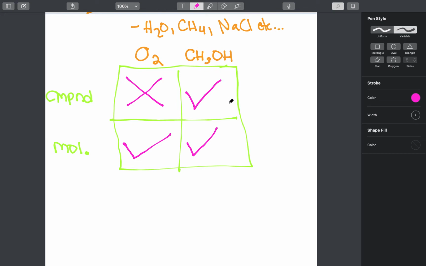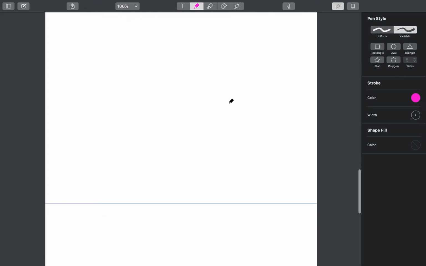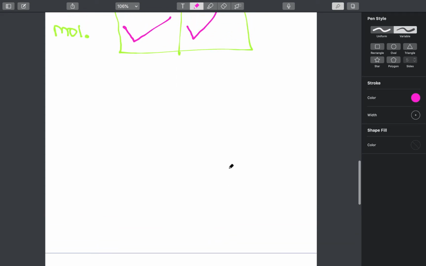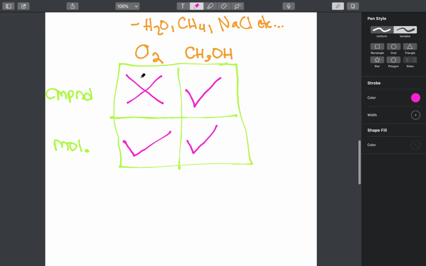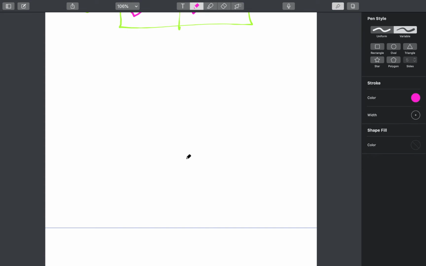So I hope that makes sense to you, because the difference between the two is very important, and sometimes colleges will test on the difference between the two. So now that we know what molecules and compounds are, let's now talk about the classifications of matter.